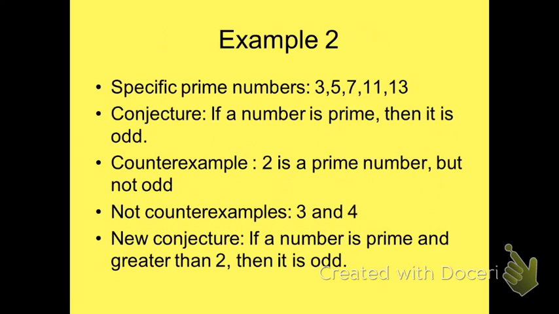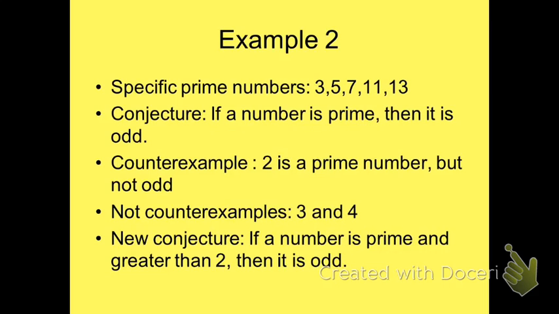Just to help you understand counterexamples a little more, 3 and 4 are not counterexamples. 3 is not a counterexample because it does fit the first part of the statement, and it's also odd, so it just helps prove the statement. 4 is not a counterexample because it's neither prime nor odd. So once it's not prime, it doesn't fall under this conjecture, since the conjecture starts with if a number is prime. So if you wanted to make a new conjecture, you could say that if a number is prime and greater than 2, then it is odd. But just know that you can't assume that's true either until you've proven it.